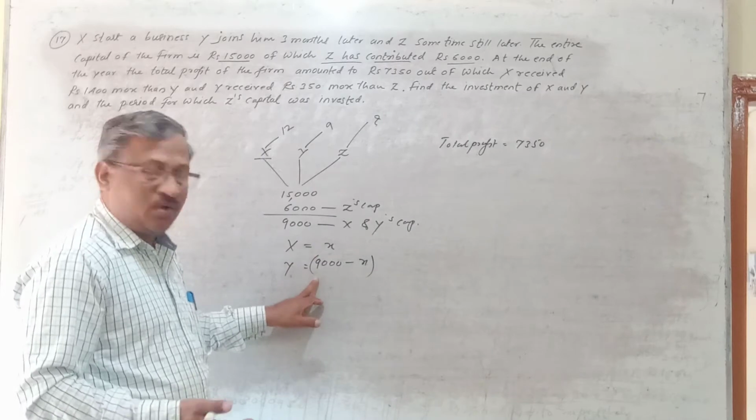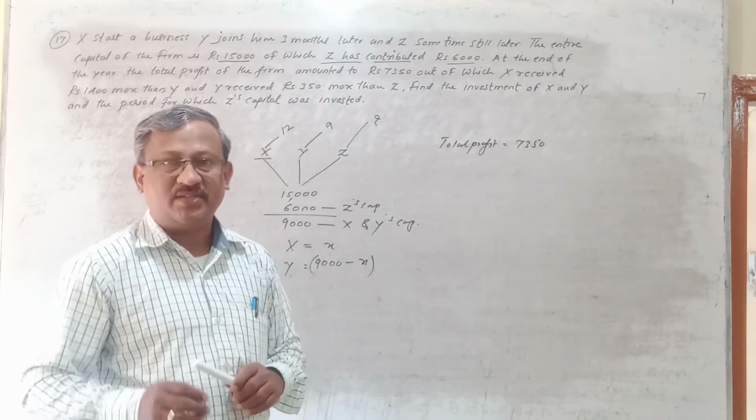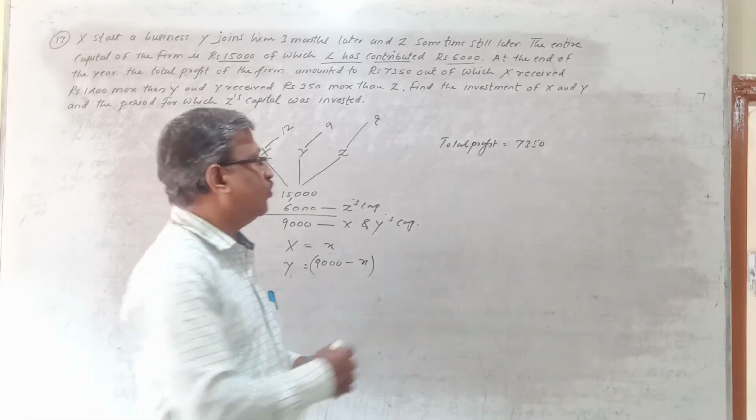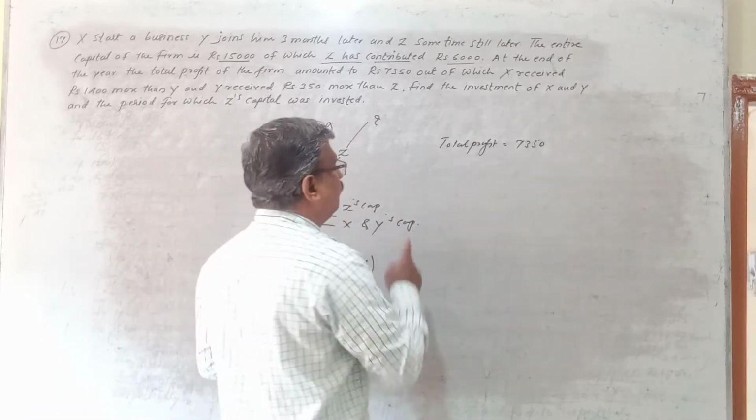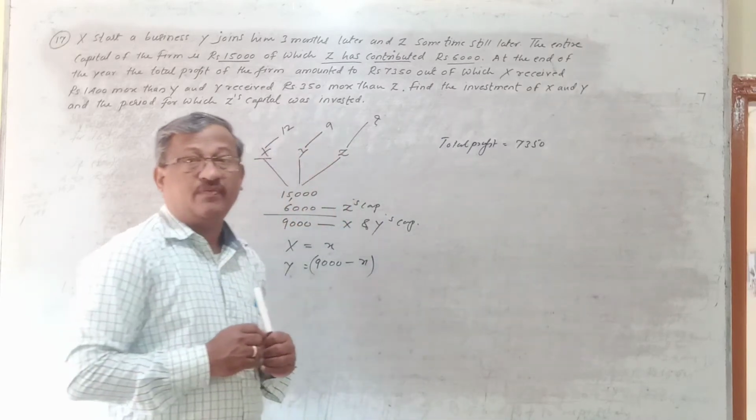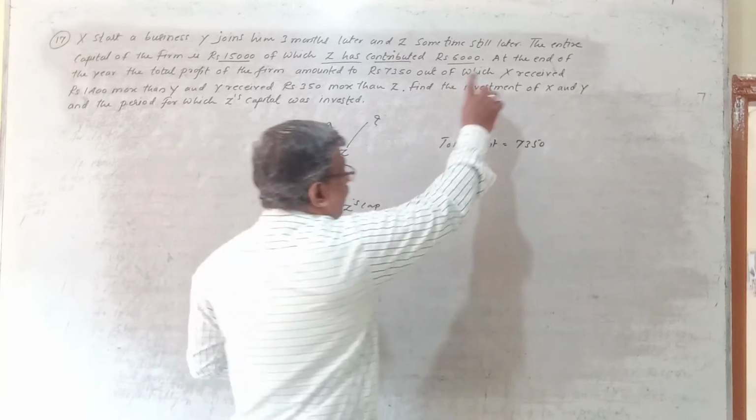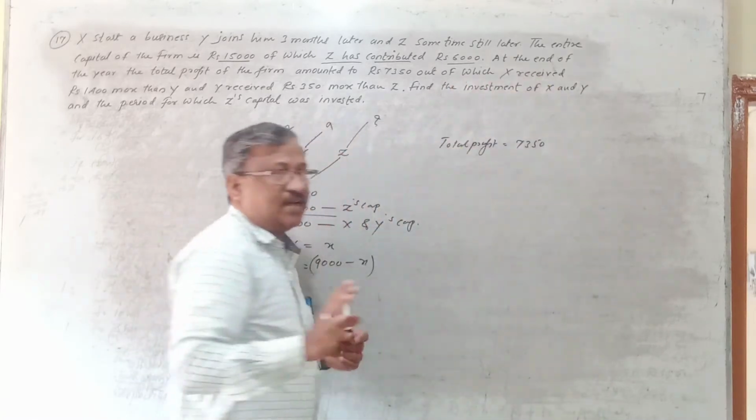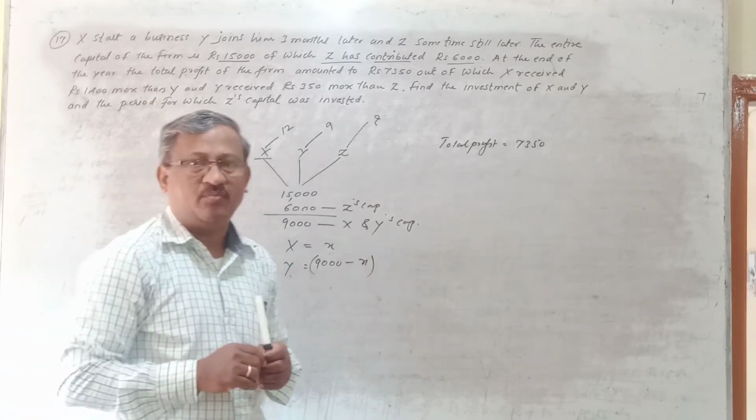Capitals we can assume. The only thing here is you have to find out the share of profit of whom? It is X, Y and Z. That also we can find very easily because we know the profit is how much? 7,350 rupees. So first you have to find out the share of profit of X, Y and Z. So what have they given here? X has received 1,400 more than Y and Y has received 350 more than Z.